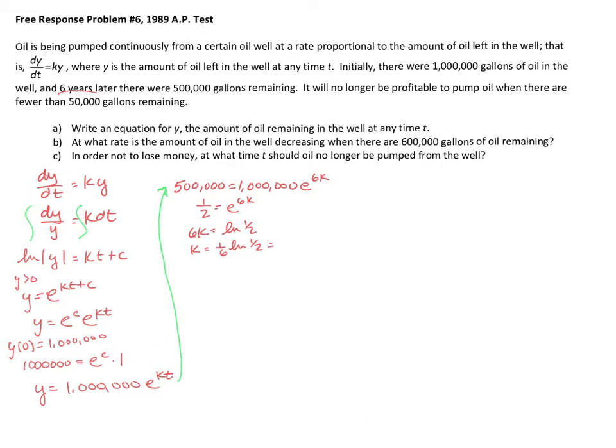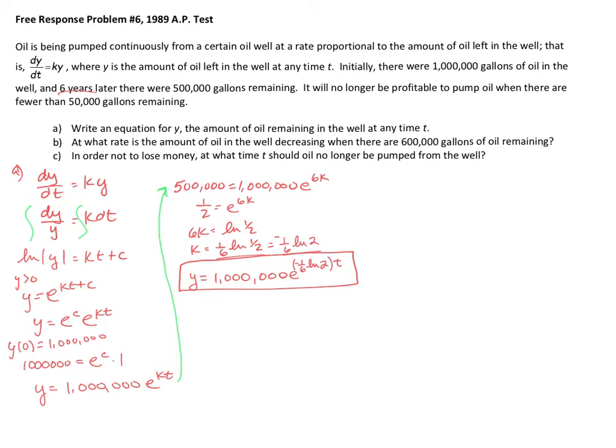I can also write that as 1/6 ln of 2 to the negative 1, and then bring the negative around front, so it's negative 1/6 ln of 2. So you can write it either way. If you don't want to write another fraction, you can do negative 1/6 ln of 2. So now we'll write our equation. It'll be y equals 1 million e to the negative 1/6 ln of 2 times t. And that's my answer for part A.